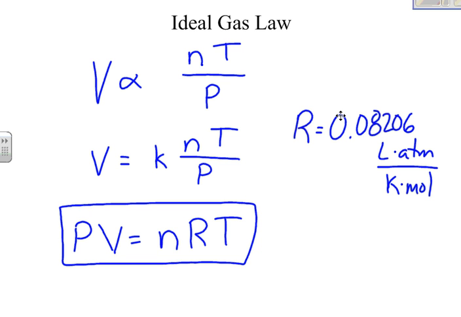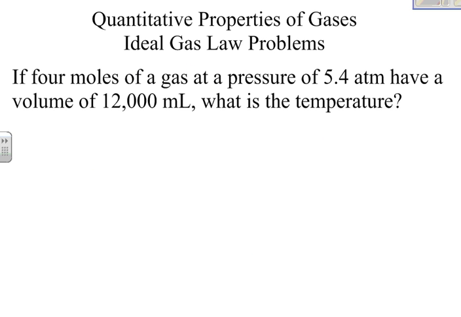The difference we have here is that we don't have a change of condition. We don't have a state 1 and a state 2. All we need to know are 3 of those 4 variables at one condition, and we can figure out the 4th one. In terms of a problem, it looks something like this. If we have 4 moles of gas at a pressure of 5.4 atmospheres, and they have a volume of 12,000 milliliters, what is the temperature?